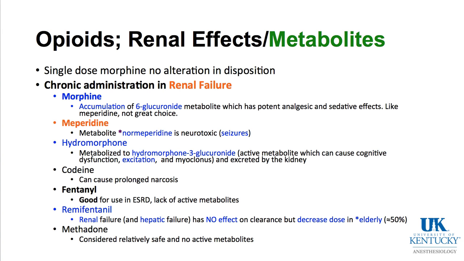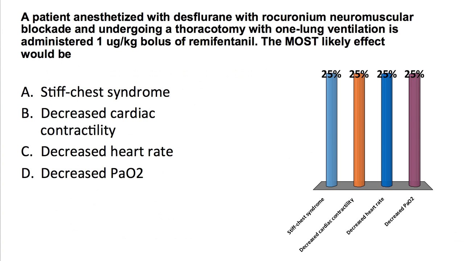But you should still decrease the dose in an elderly patient by about 50%. And methadone is considered relatively safe without active metabolites. Here's a question for you. A patient anesthetized with desflurane with rocuronium neuromuscular blockade is undergoing a thoracotomy with one lung ventilation, and is administered 1 mic per kilogram bolus of remifentanil. What's the most likely effect of this administration of remifentanil?